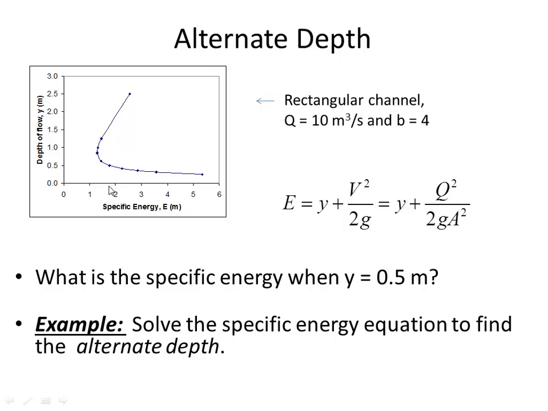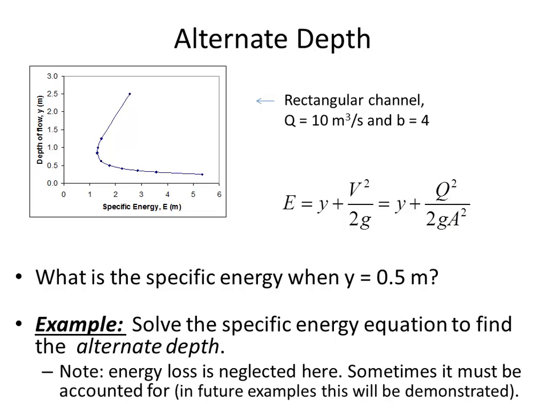You know, with the energy level, we were looking for 1.774. So we were trying to find out the alternate to this depth of 0.5. So it goes up to here. We can go over and find 1.66 meters. That's the alternate depth.